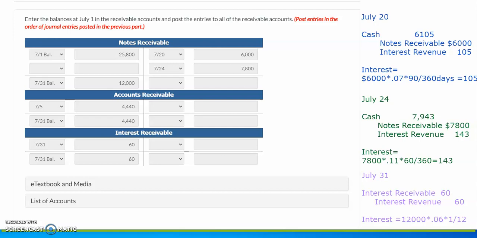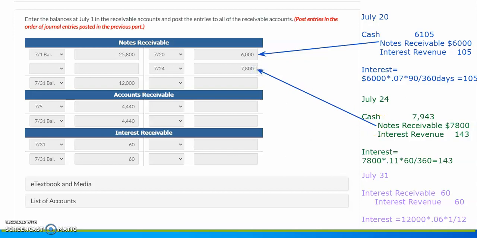And you're going to fill in the information in your T accounts. We started off this problem given our balance for notes receivable of $25,800. We noticed that we had 2 transactions in which our notes receivable was paid in full. So you can see that the amount that you're crediting is coming from these 2 journal entries.